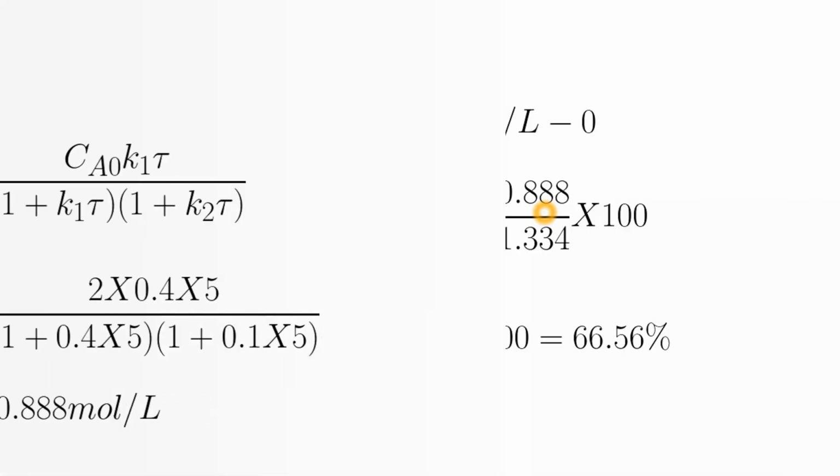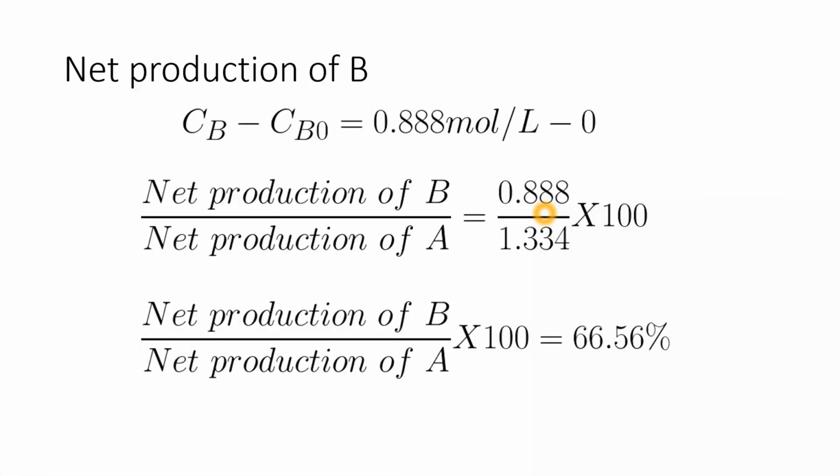Right, so net production of B will be Cb minus Cb naught. Since Cb naught is initially 0, it will be 0.88 only. And we just need to calculate this net production of B upon net production of A, which we multiply by 100. From this we get 66.56%. This is the final answer.